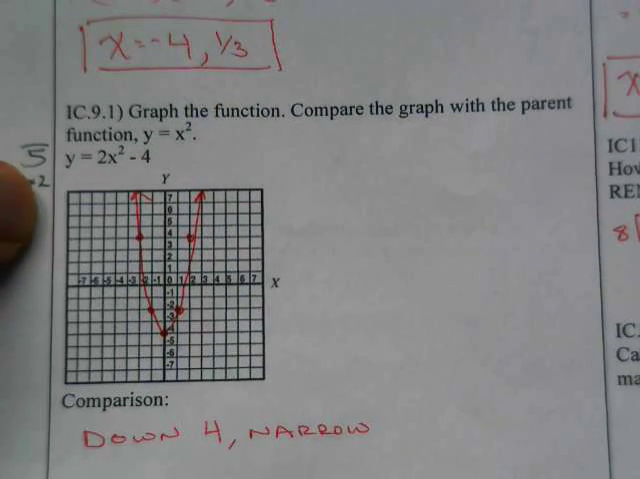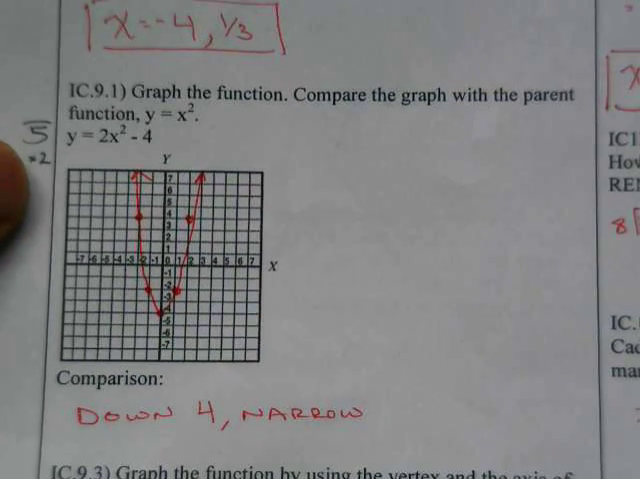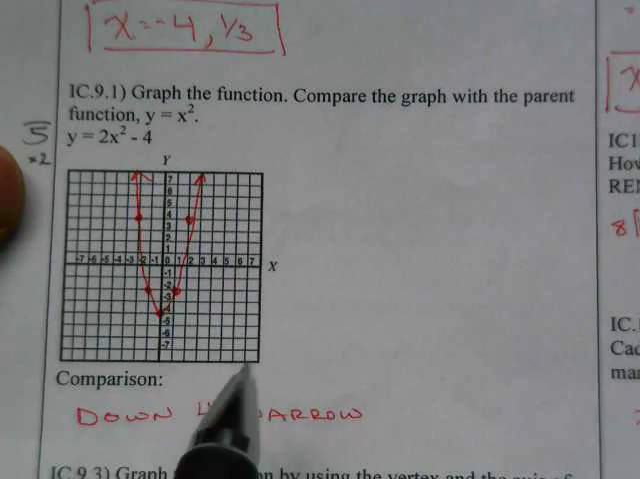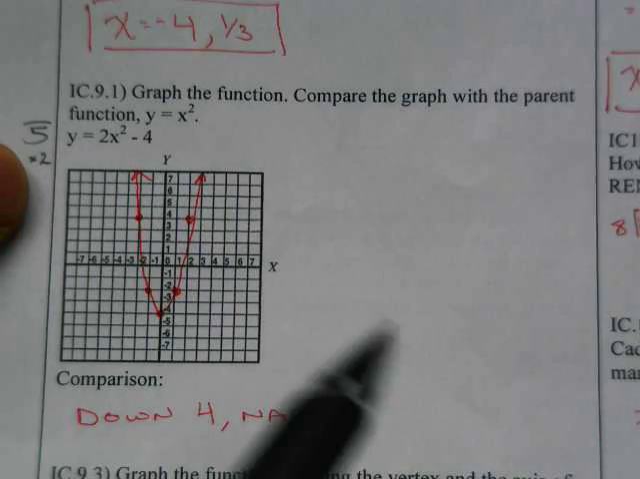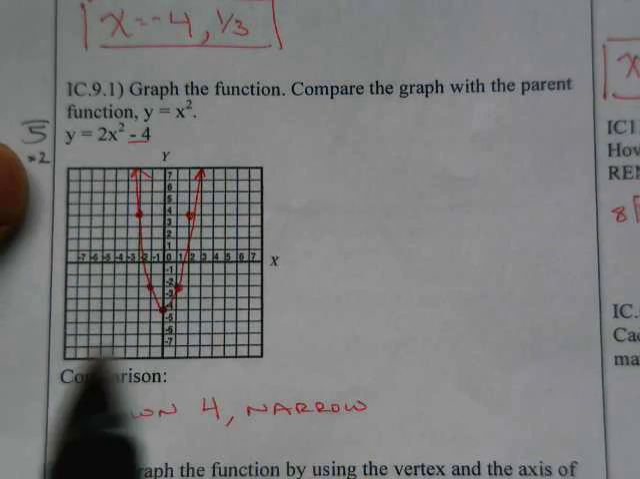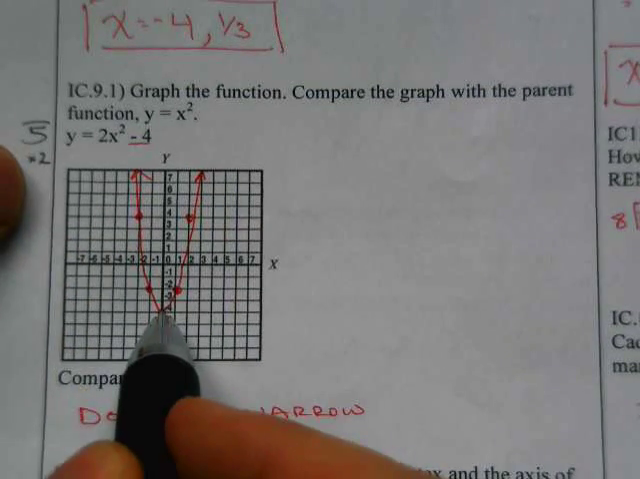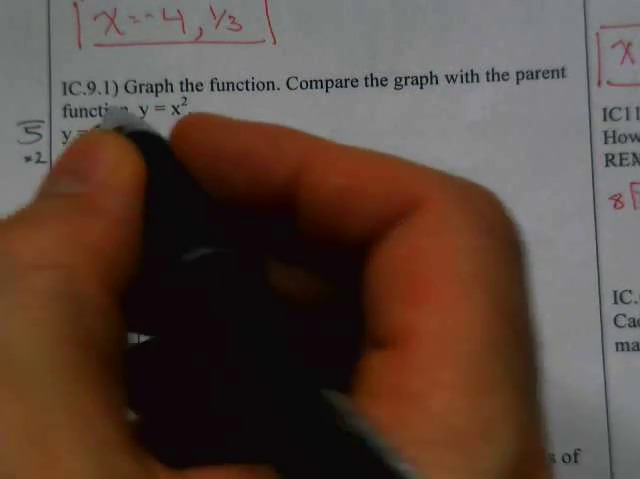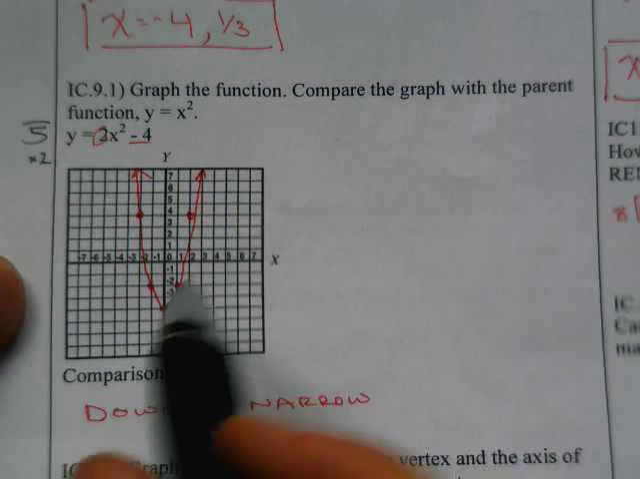9.1, you're just doing a little graphing along the y-axis. And so you've got negative 4. That means you're going to take that vertex of the parent function, just shoot it down 4 spots. And then your a value is 2. And so if my a value is 2, that's going to make it more narrow.